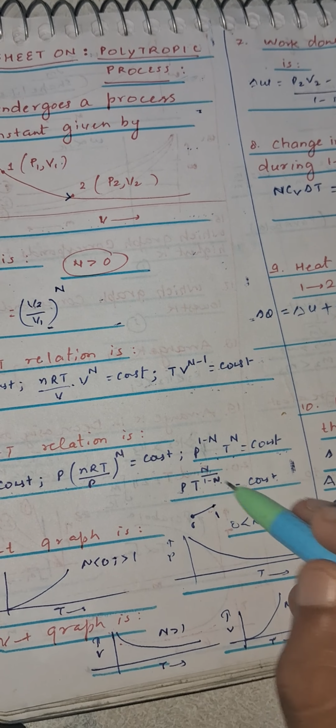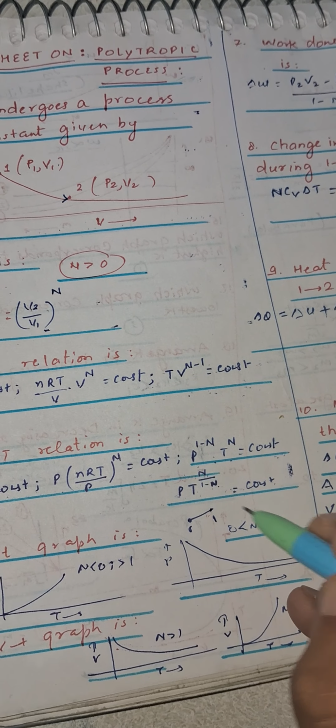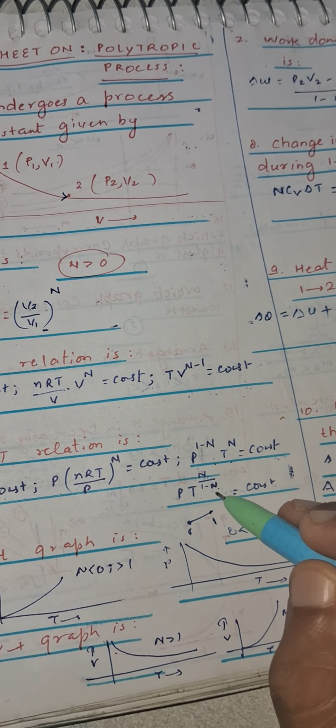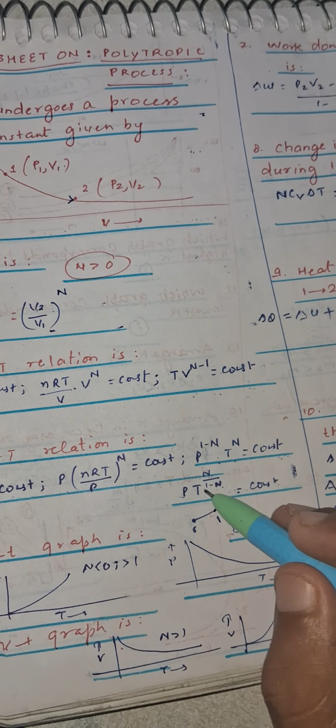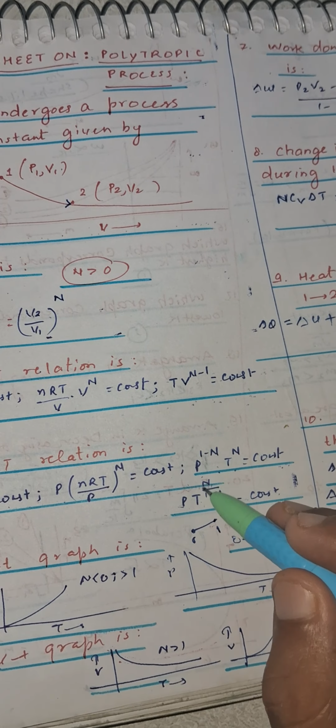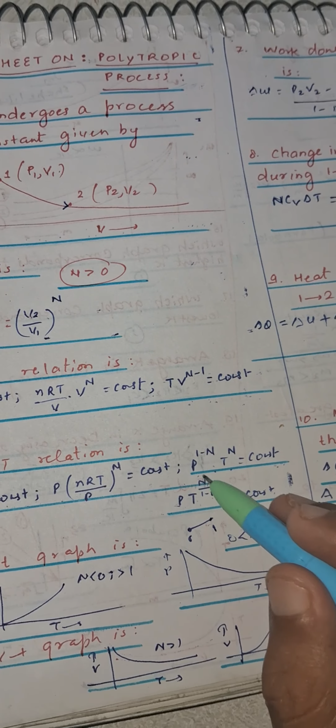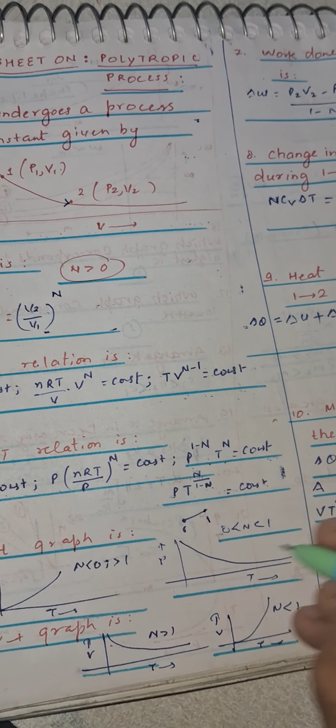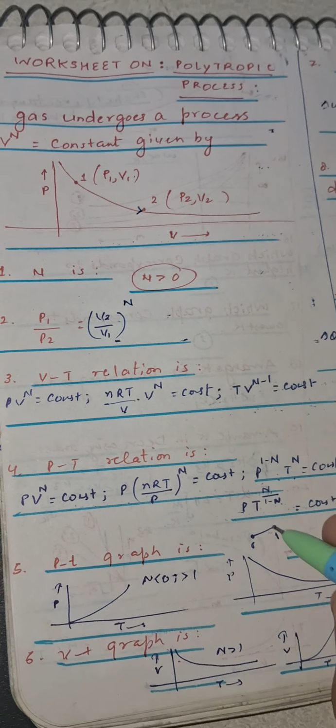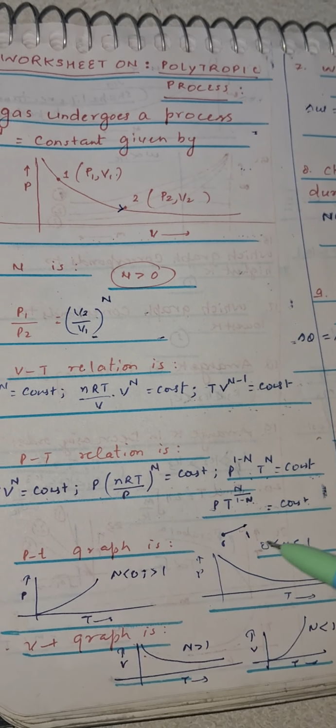So at all we have, n will be positive over here, and 1 minus n will also be positive. So the relation will be like P T raised to some positive power is constant. Mathematically we can analyze that with increase in T, pressure will decrease. As I have discussed above, this is the analysis.